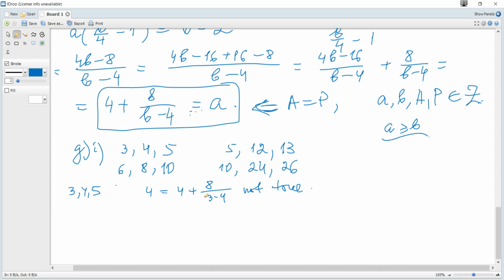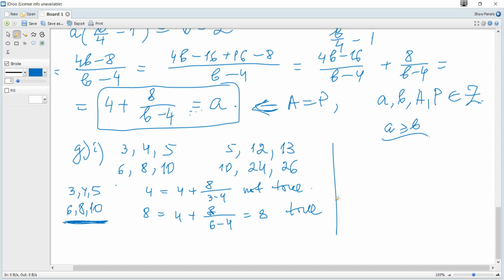Let's consider 6, 8, 10. So 8 should be equal to 4 plus 8 over 6 minus 4. It's 8 equal to 8, so it's true. So one possible triangle is 6, 8, 10.